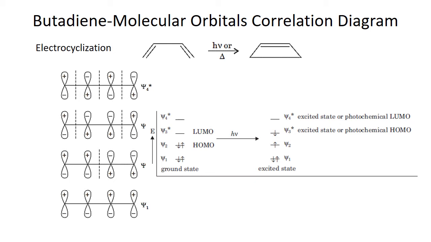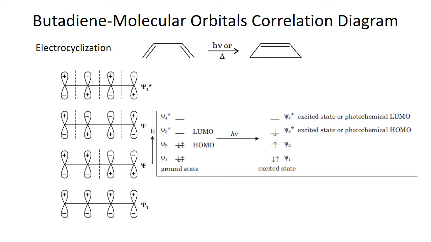Let's take an example involving butadiene as one of the reactants. Electrocyclization is a reversible reaction. If butadiene goes to cyclobutene, then cyclobutene can also open up by a ring-opening reaction to again give butadiene. Before going into the details of electrocyclization and carrying out symmetry operations, it's better to have a look at the molecular orbitals of butadiene.